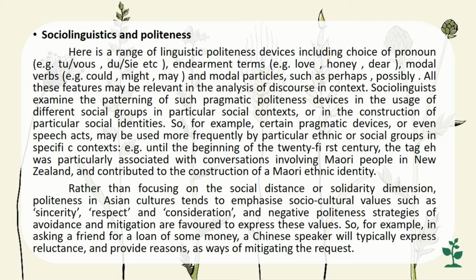Rather than focusing on the social distance or solidarity dimension, politeness in Asian culture tends to emphasize socio-cultural values, such as serenity, respect, and consideration, and negative politeness strategies of avoidance and mitigation endeavor to express these values. So, for example, in asking a friend for a loan of some money, a Chinese speaker will typically express reluctance and provide reasons as ways of mitigating the request.